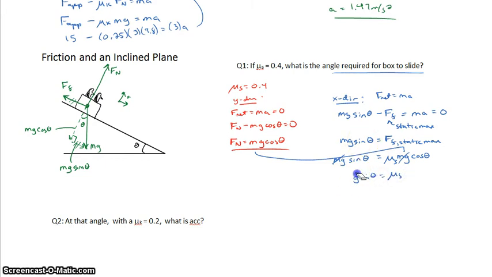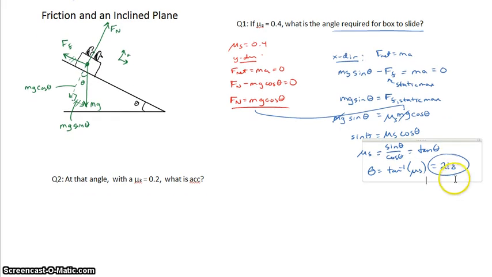Sorry, let's start all over. Oh my gosh, something disappeared up here. The mgs are gone, so we get sine of theta equals mu sub s cosine of theta. If I solve for mu sub s, what do I get? I get sine of theta over cosine of theta. That's tan theta, people. Yeah, trig. And so theta in this case is going to be inverse tan of my coefficient of static friction, and because that is 0.4, you can check your calculators, it gives you 21.8 degrees.